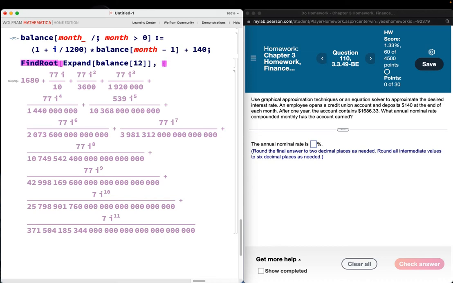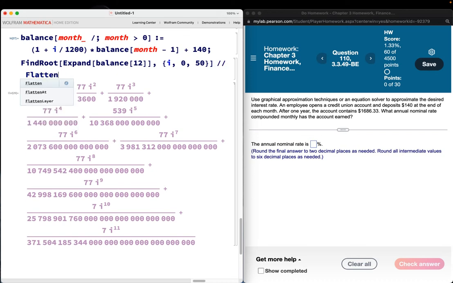So what am I solving for? I'm solving for I. I know I is between 0 and, I don't know, let's say 0% and let's say 50%. 50% seems like a lot, but I have to provide a range. I think my answer is between 0 and 50. And as always, I like to flatten my answer, which means getting rid of extra list braces.